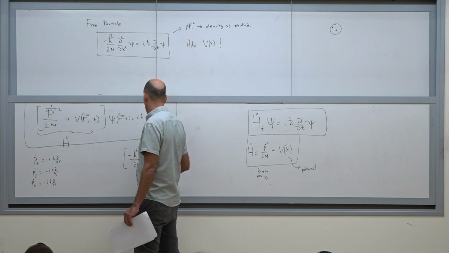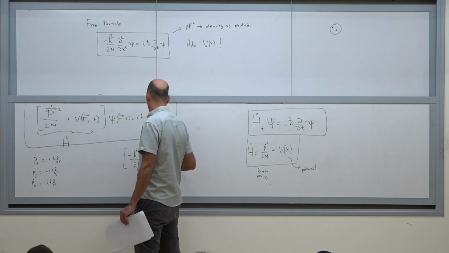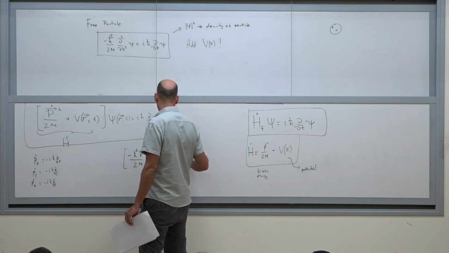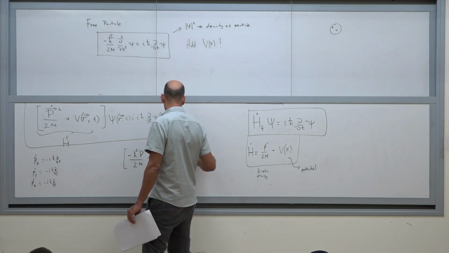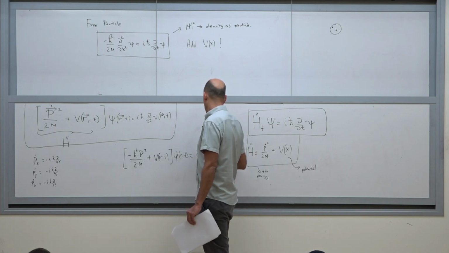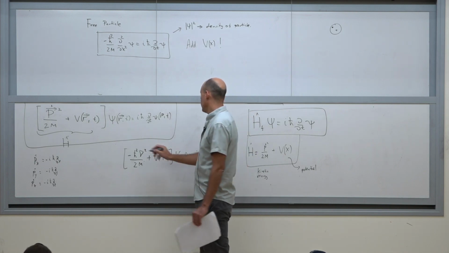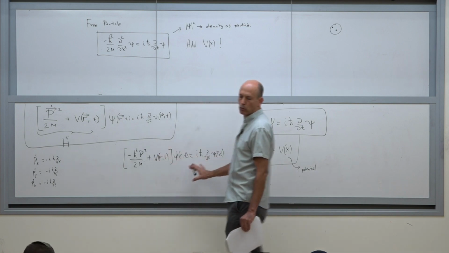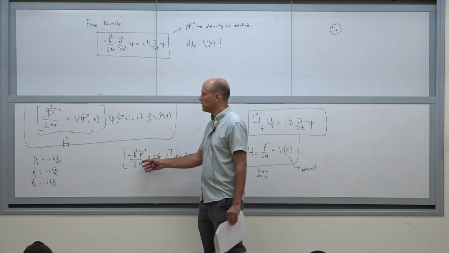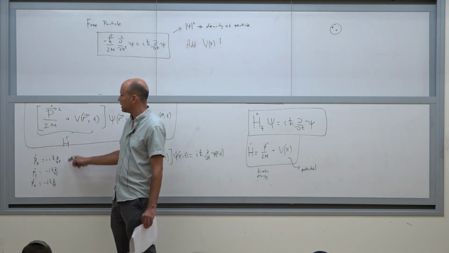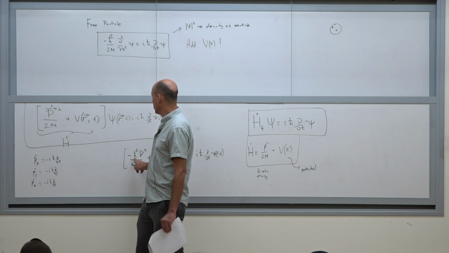plus V of r and t, acting on psi of r and t, equals i h bar d over dt of psi of r and t. So this is another way to write it, where I use the Laplacian, because p squared means px squared plus py squared plus pz squared. And that's why I get the h bar squared.